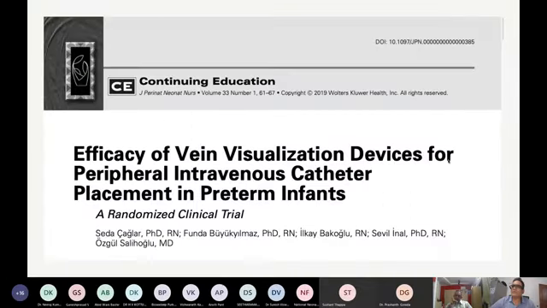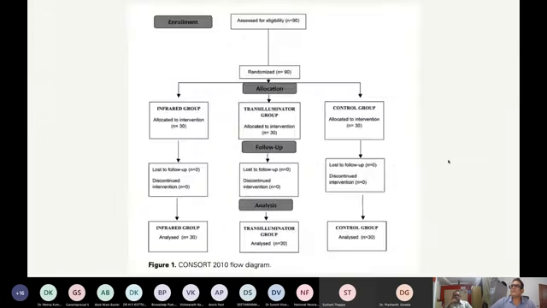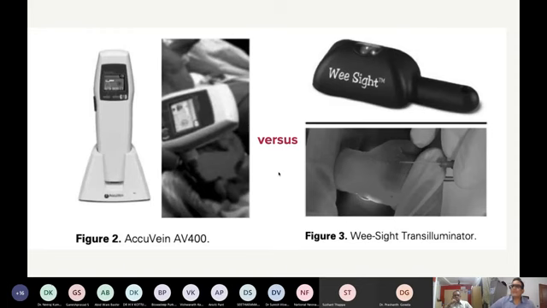And there is another group which published a randomized control trial comparing the transilluminator versus the infrared device. So they divided 90 neonates into 3 groups: infrared group 30, transilluminator group 30, and the control group 30. And they used the AccuVein AV400 as the infrared device, versus the V-Sight transilluminator. These are all medically endorsed devices.